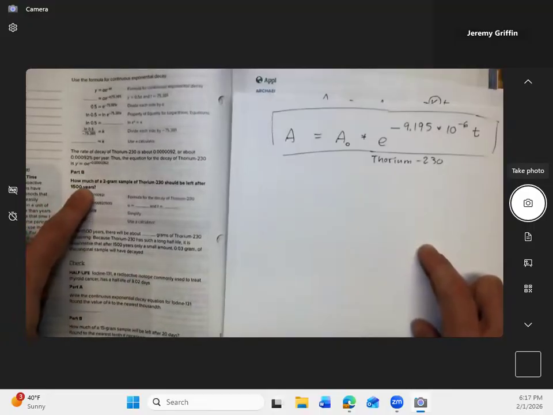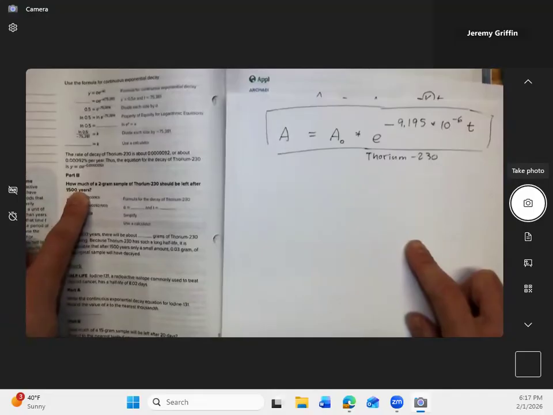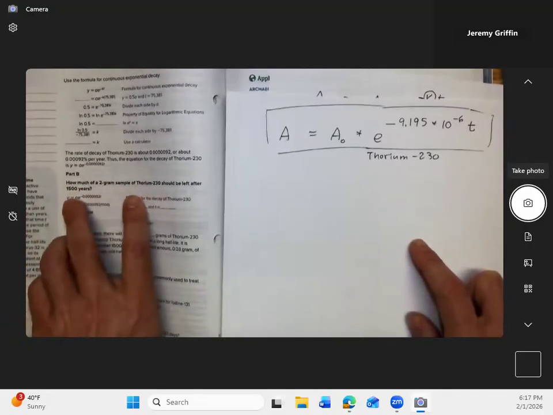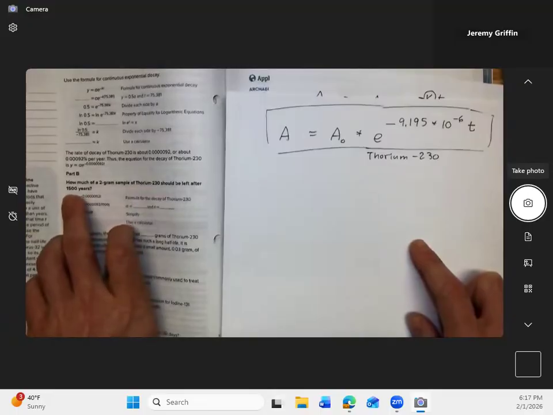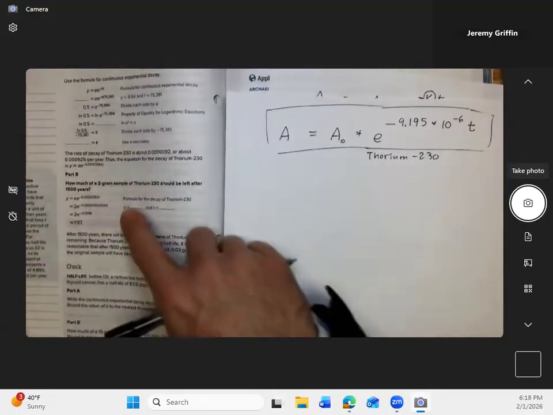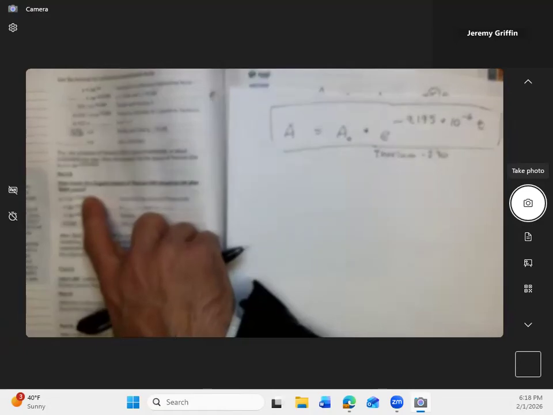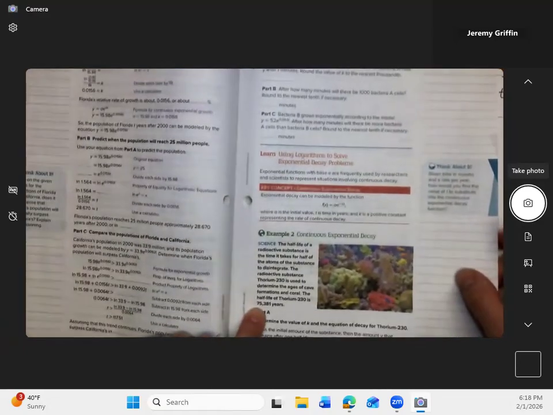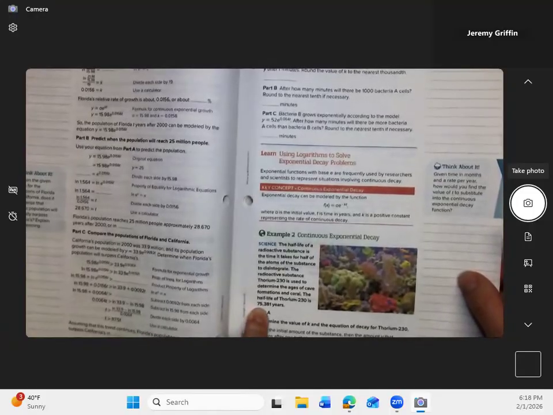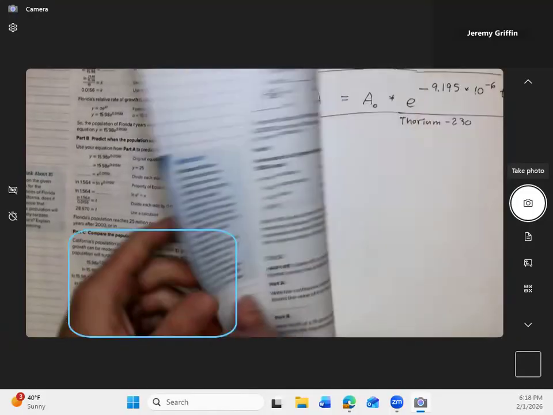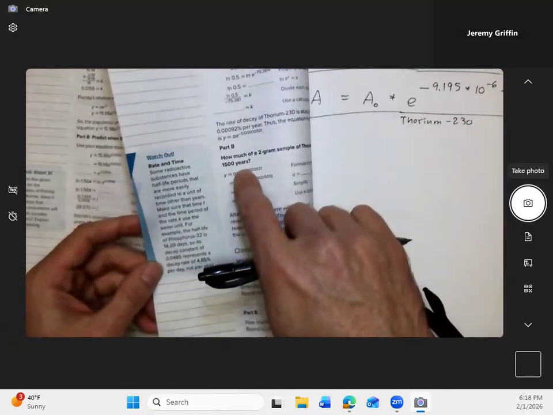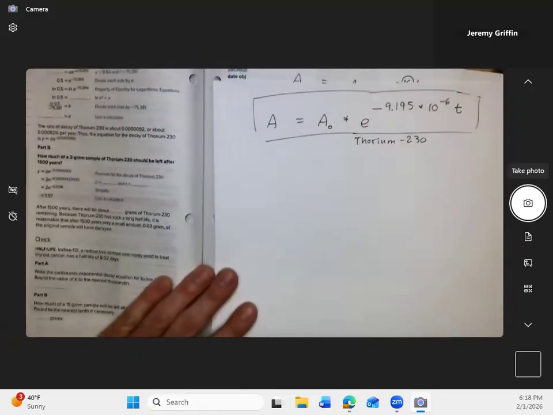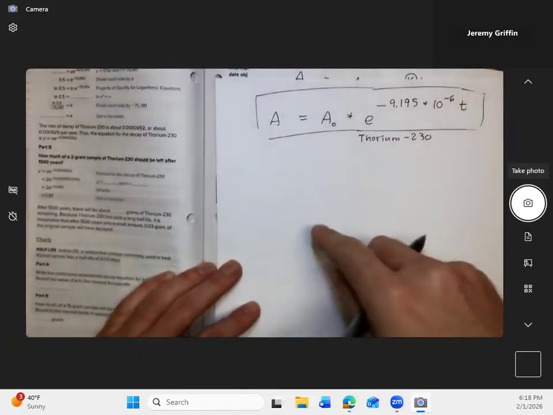All right, so part B, now we get to apply this equation. How much of a 2-gram sample of thorium-230 should be left after 1,500 years? Now, in the big scheme of things, 1,500 years, I know it seems like a long time ago, it goes back to the Dark Ages, but if the half-life of thorium-230 is 75,000 years, 75,000 compared to 1,000 something, it's probably not going to decrease very much. It's going to be well over 90%, but we'll see exactly.